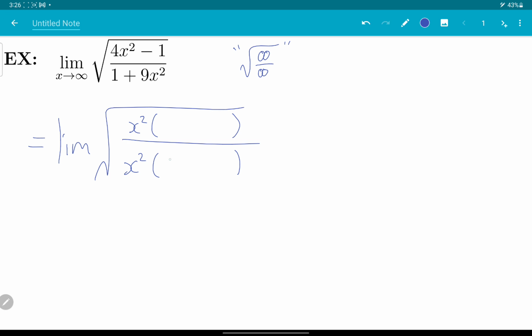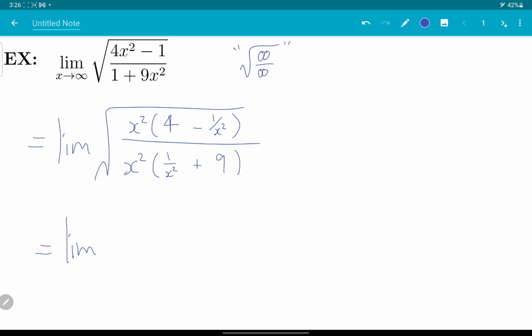Okay, downstairs I have just 9 here, and I got 4 up there, right? But then I have 1 over x squared down here, minus 1 over x squared there. And you can double check this by multiplying this x squared back in here, and likewise that guy back in there, to check that you have the right factorization. Okay, what's the point of that?